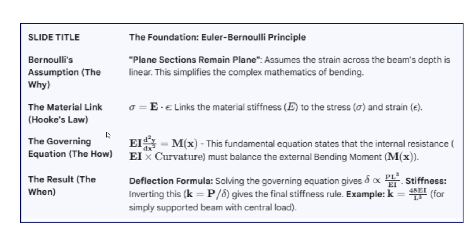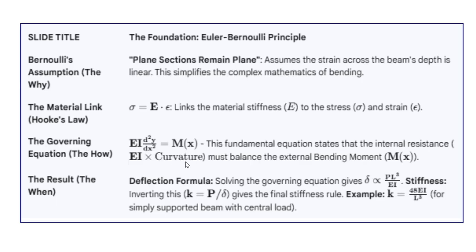The material link: stress is equal to modulus of elasticity into strain. It links the material stiffness to the stress and strain. This is Hooke's law. So here the governing equation is EI d square y by dx square is equal to Mx, where Mx means bending moment. The fundamental equation states that the internal resistance EI into curvature, d square y by dx square, means curvature. If y is the deflection, dy by dx is the slope, and d square y by dx square is the curvature.